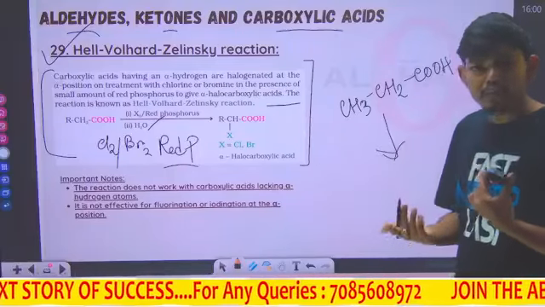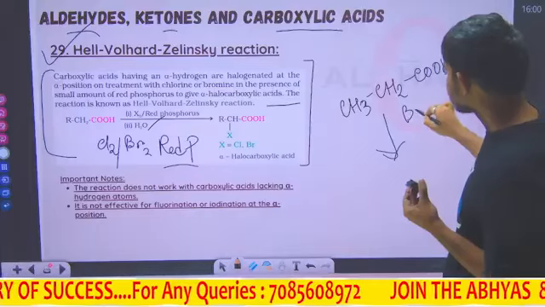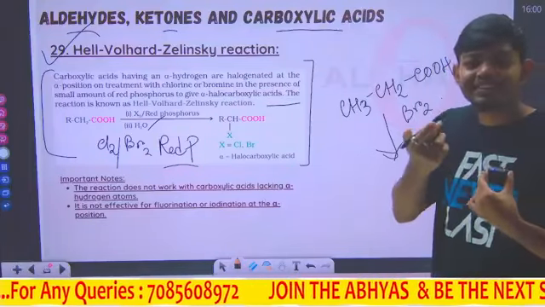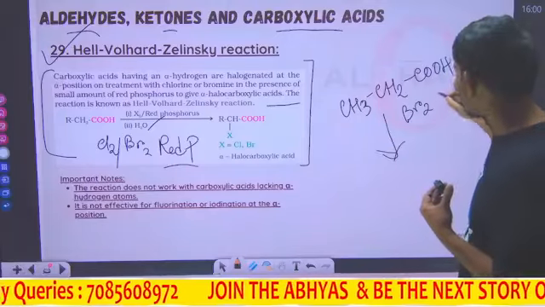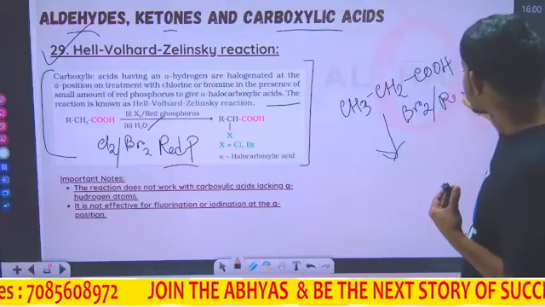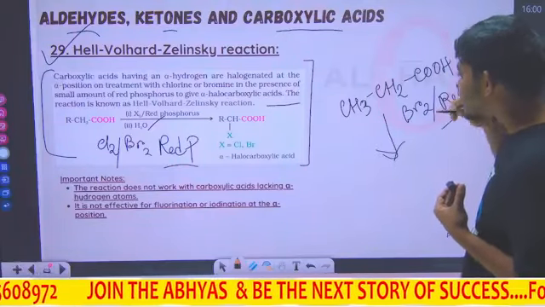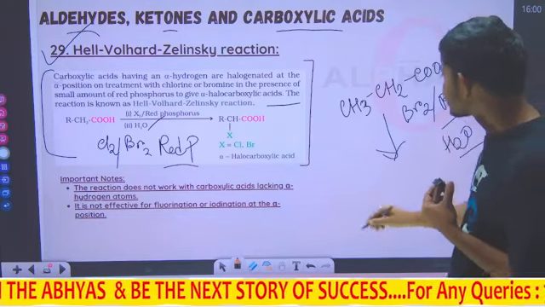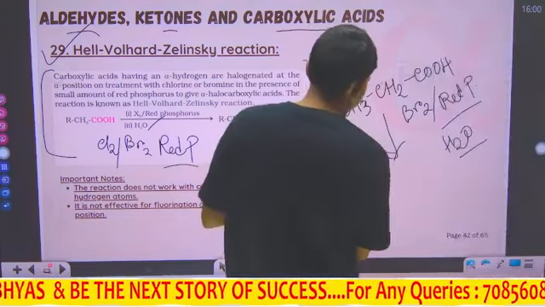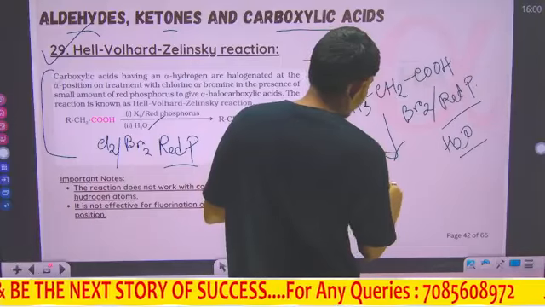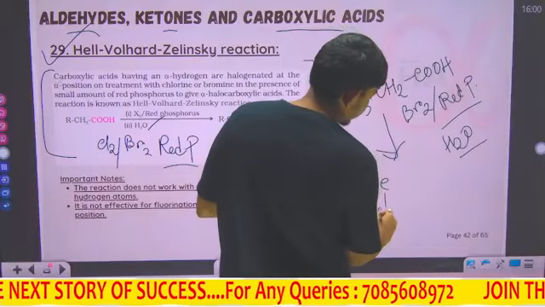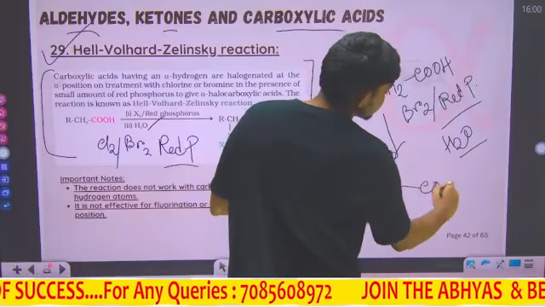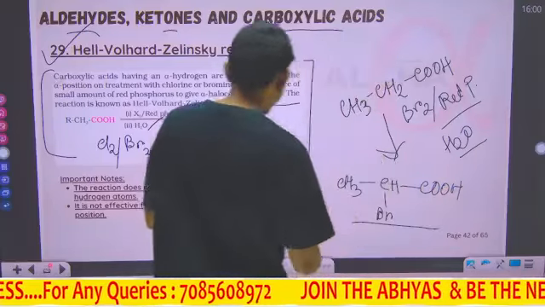What do you want to add, chlorine or bromine? Let's add bromine, with red P as the reagent. So one bromine will be introduced here instead of one hydrogen. The COOH group will remain as it is. Clear?